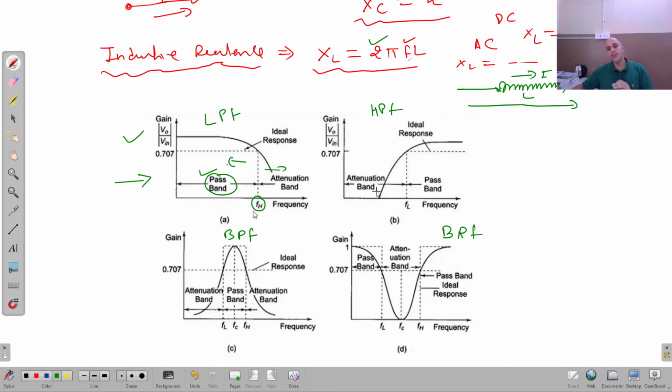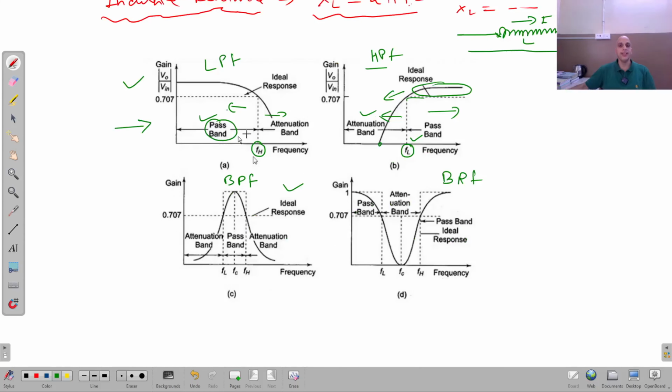Now, if you come to the case of the high pass filter, then there is a frequency that we call the lowest frequency, FL. If we are coming toward this side, then you can see that the gain is decreasing very rapidly and is ultimately becoming zero. But if we are toward this side, then the gain is nearly stable. It means all the signals which have frequency greater than this FL will be allowed to pass, but all the signals which have frequency less than FL are stopped, attenuated. So this is the attenuation band, this is the pass band.